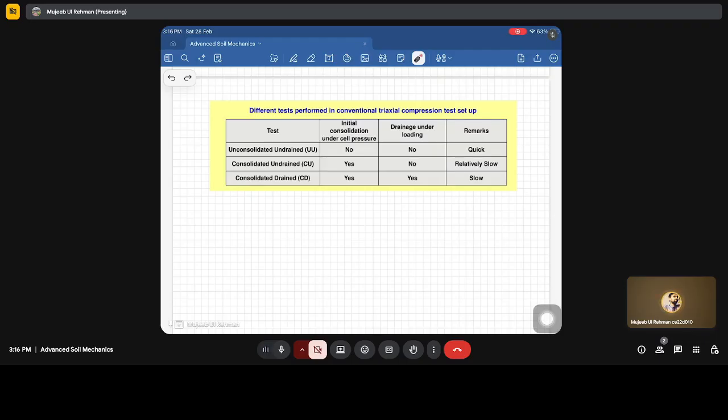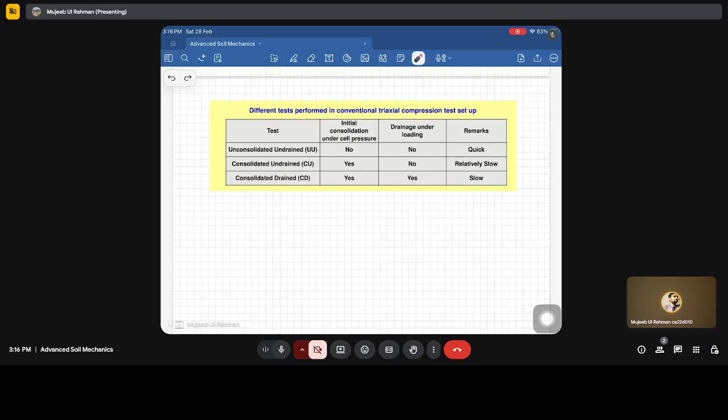Now, what is this unconsolidated undrained test? It's a type of test that we perform in the triaxial where we are not allowing any kind of drainage to happen during the consolidation phase, nor during the shearing phase. So it means that there is no initial consolidation. So what is consolidation? Consolidation is the change in volume due to the expulsion of pore water.